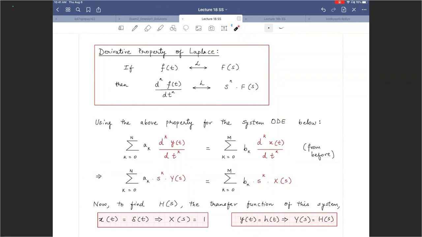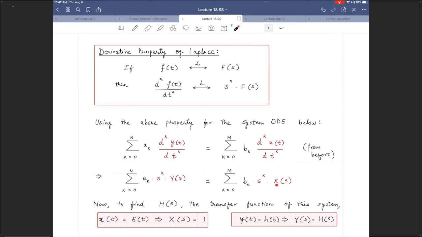equals the summation from k equals 0 to M. We are able to apply all of this because it is an LTI system, so linearity applies. The b sub k remain as is, those are scalars, multiplied by s raised to k, again using the derivative property of the two-sided Laplace transform, s raised to k multiplied by X(s), being the Laplace transform of small x(t).